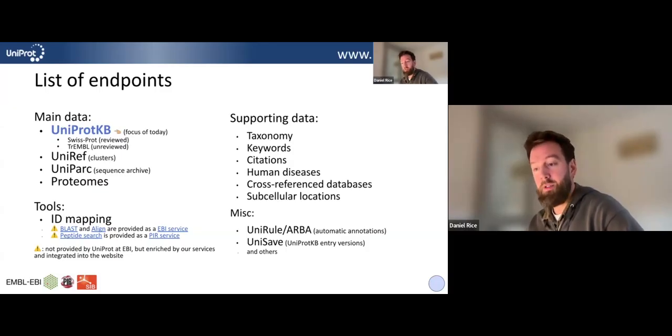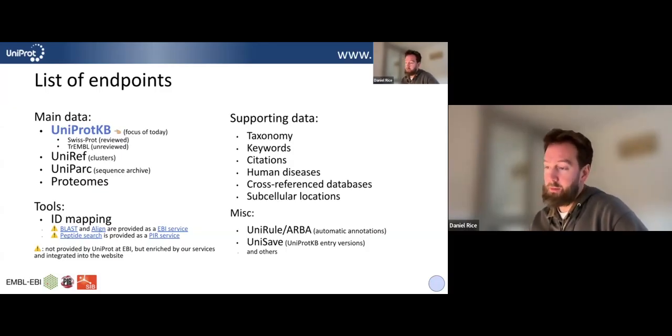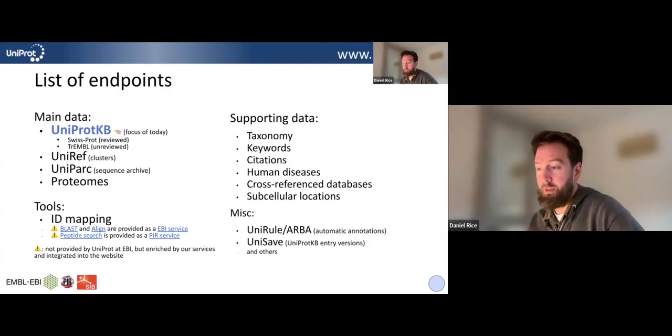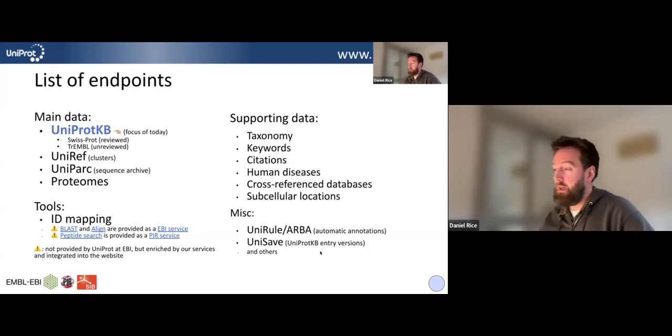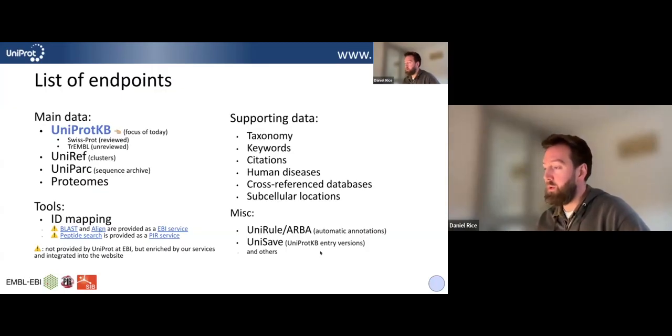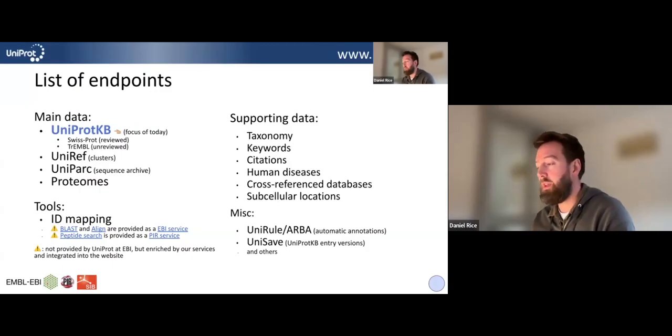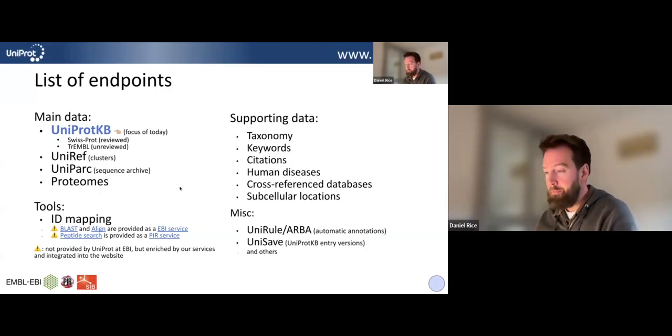And there's also a peptide search. So if you want to have exact search, that's provided by our consortium members, PIR and Delaware. And then there's a few other miscellaneous databases. So we have UniRule and ARBA, and this is utilized when we create the TrEMBL, so the unreviewed UniProt entries. And then we have UniSave, which allows you to view the various entry versions. So as an entry changes over time, UniSave will record that change.